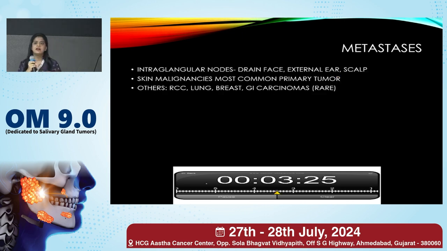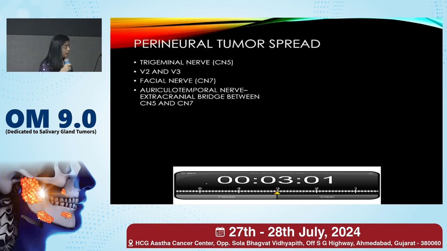Okay, the METs. Rarely, parotid gland lesions can be a result of METs. It could be because of intraglandular nodes, because they drain the face, external ear and scalp. It could be related to skin malignancies like melanoma. That is the most common primary tumor which presents as METs. Other rare ones are RCC, lung, breast and GI carcinomas.